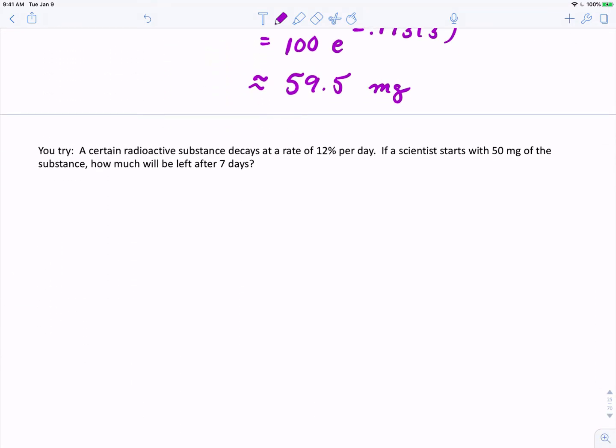Here's one for you to try. A certain radioactive substance decays at a rate of 12% per day. If a scientist starts with 50 milligrams of the substance, how much will be left after 7 days? So you're going to take this continuous decay formula, A of t is equal to A e to the rt. Here is your initial amount. Here is your decay rate. Don't forget to make it negative because it's decaying, and we're interested in the amount after 7 days. So go ahead and give that a try.